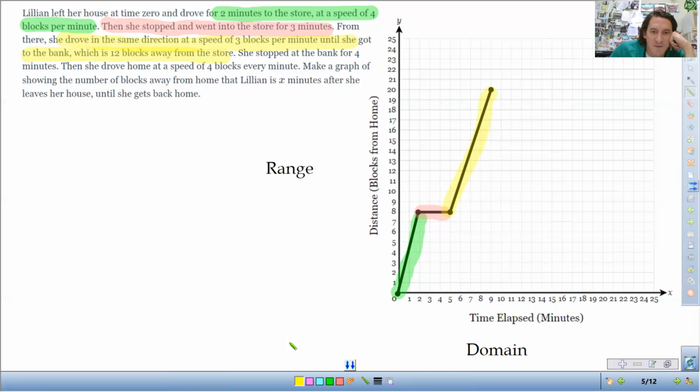She stopped at the bank for 4 minutes. So for 4 minutes, she's not moving. 1, 2, 3, 4 minutes.